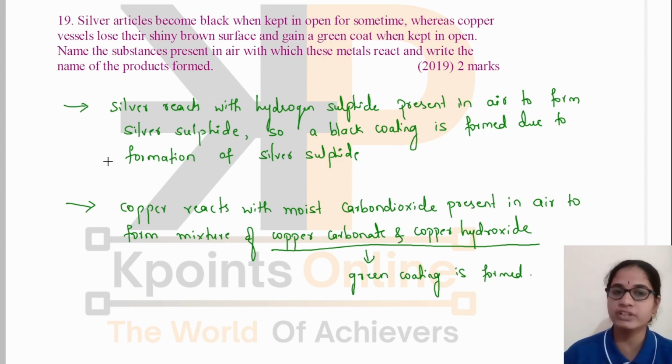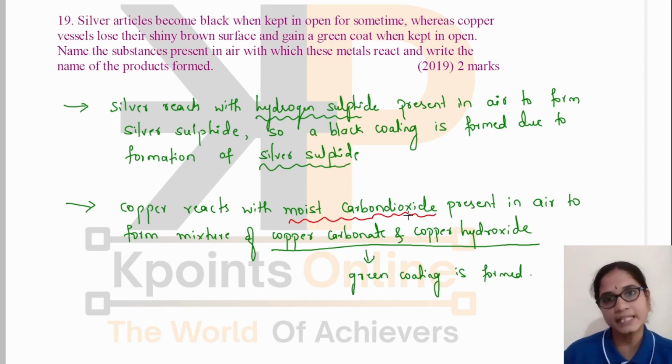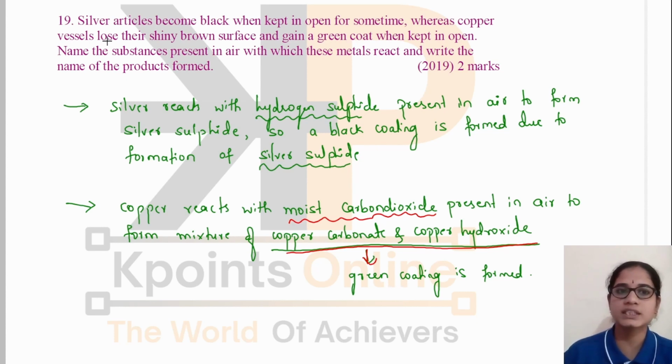Now our question is, name the substances present in air with which these metals react and write the name of the products formed. We have written here, it will react with the H2S gas, that is hydrogen sulfide. What is the product formed there? There is a formation of silver sulfide. In case of copper, it will react with carbon dioxide and water, that is moist carbon dioxide, to form a mixture of copper carbonate and copper hydroxide. The color of this mixture is green, because of which the copper vessels will have a green coat when they are kept open for a long time.